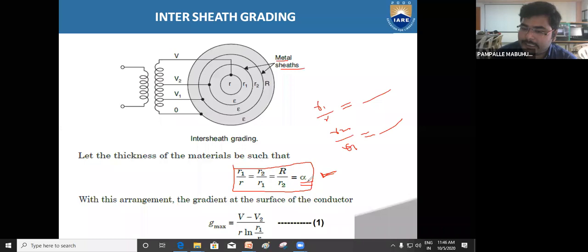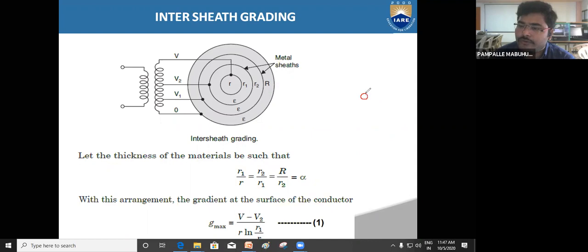Now if you maintain this condition, by this arrangement you can write the gradient or dielectric stress at the surface of the conductor as G max equal to (V minus V2) by (small r ln R1 by r). This is the dielectric stress, or potential gradient, at the surface of the conductor.